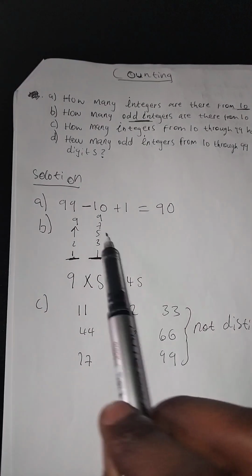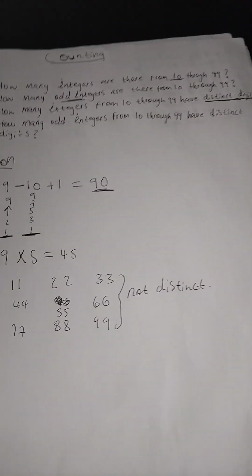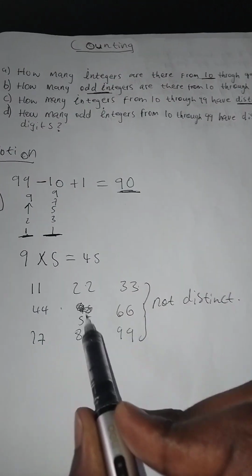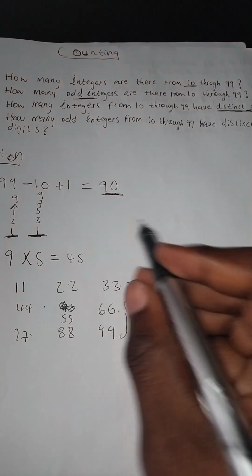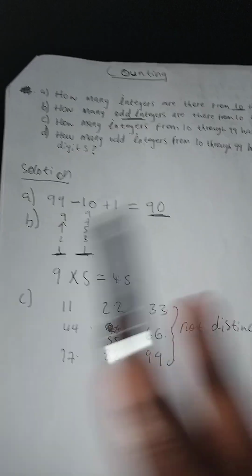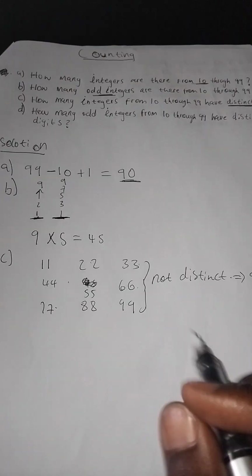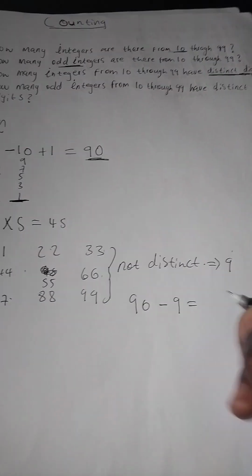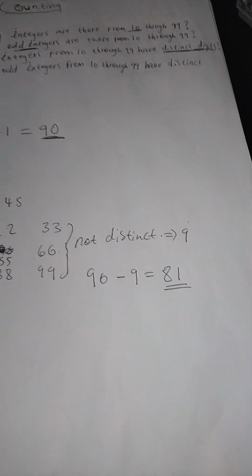From the first question, we got the total of integers from 10 up to 99. If we know how many are not distinct, in this case 1 2 3 4 5 6 7 8 9, so 9 of them are not distinct, and we know the total, then if we subtract the ones that are not distinct, the ones left will be distinct. So 90 minus 9 is 81. So 81 of those have distinct digits. This is the answer to question C.